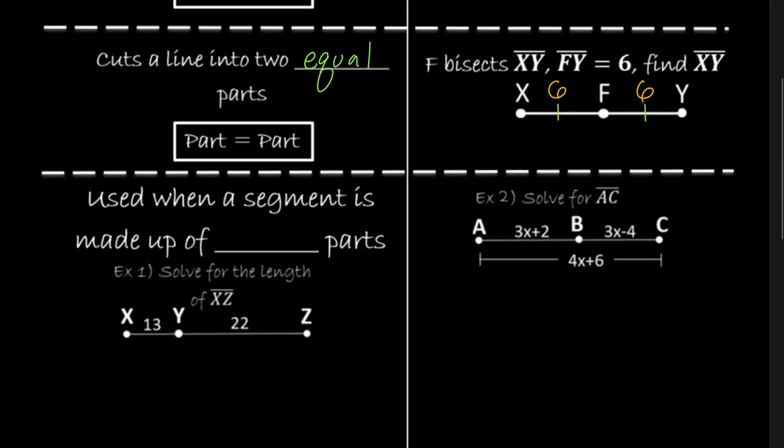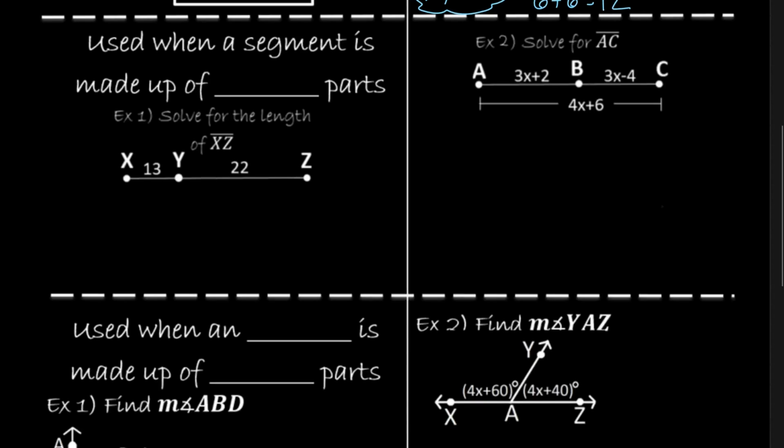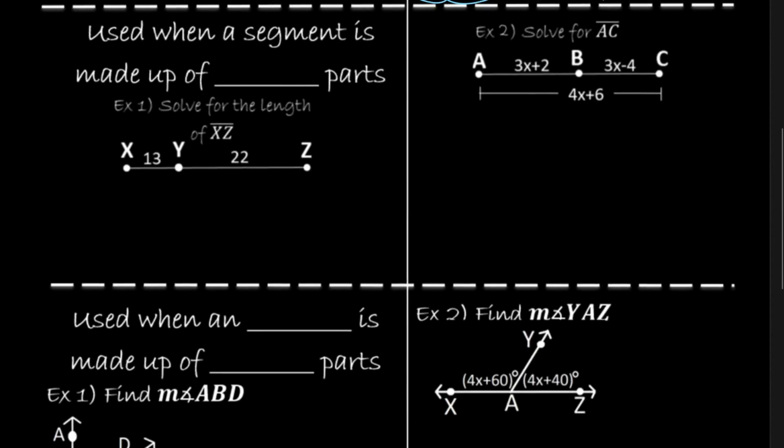And we were trying to find the total whole length. How did we get that? You just added part plus part to get the whole. So here, XY is 12. Okay, so now on your other foldable, we can actually get into segment addition and angle addition.